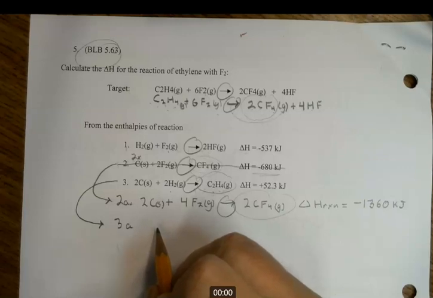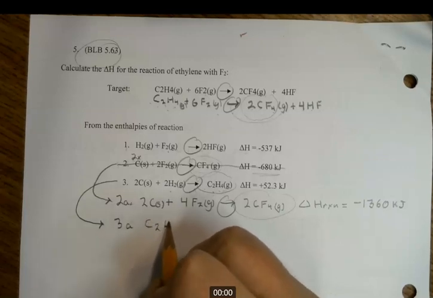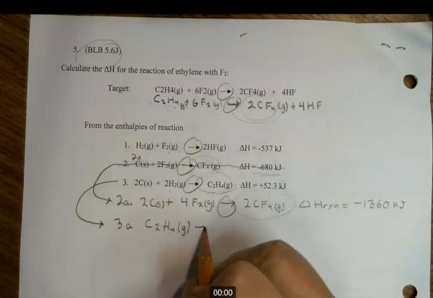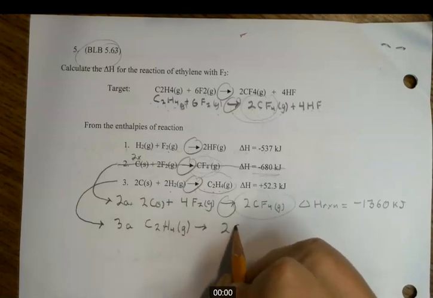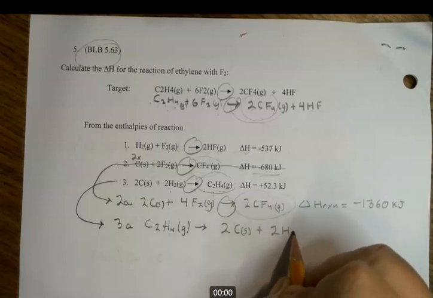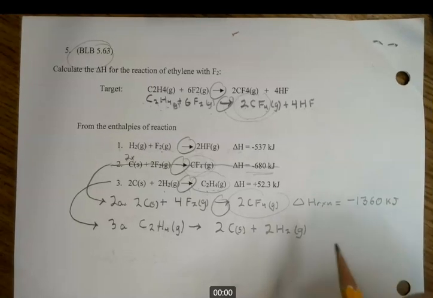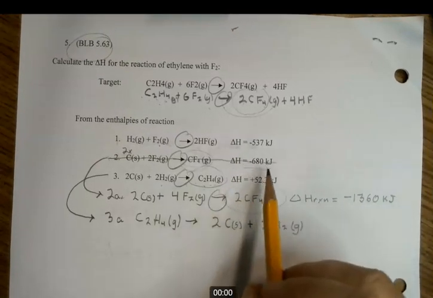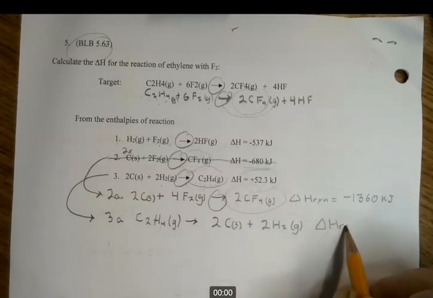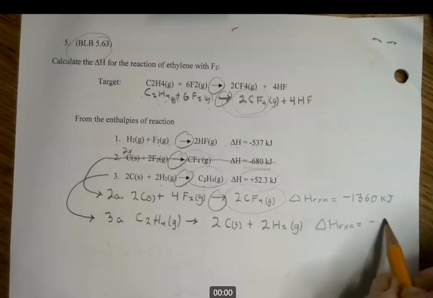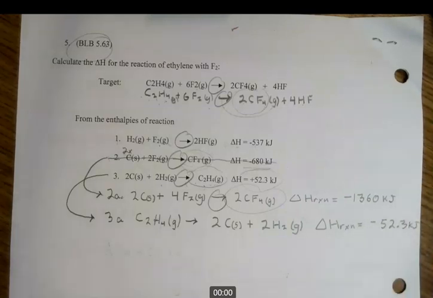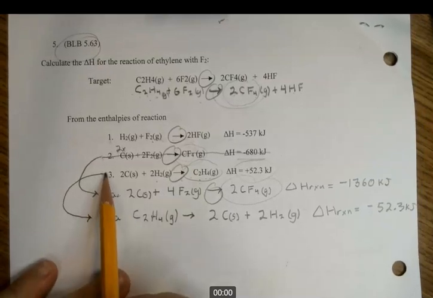Okay, and I get C2H4, that's a gas, and then an arrow, and then I got 2C solid on the right side plus 2H2 gas on the right side. So all I'm going to have to do with this number right here is change the sign. I didn't multiply by anything, I just reversed the equation. Okay, so that's going to be negative 52.3 kilojoules. All right, okay, so I've taken care of this equation.